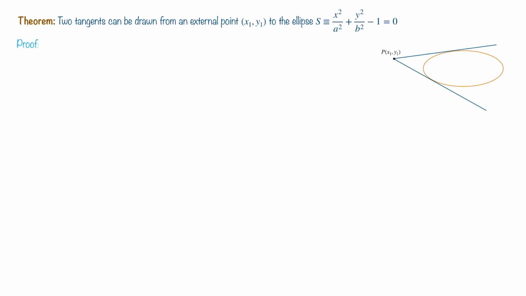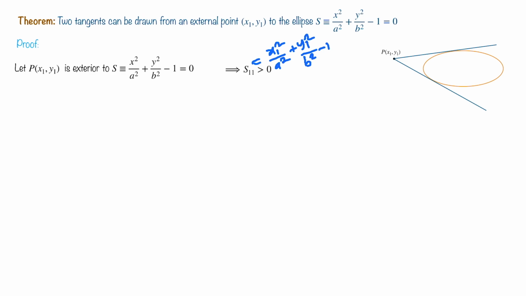Fine. Let (x1, y1) be an exterior point of S = 0, where S is x²/a² + y²/b² − 1. We know that if (x1, y1) is an exterior point of S = 0, then we must have S11 positive. What is S11? x1²/a² + y1²/b² − 1. This is positive if (x1, y1) is an exterior point of this ellipse x²/a² + y²/b² − 1 = 0.